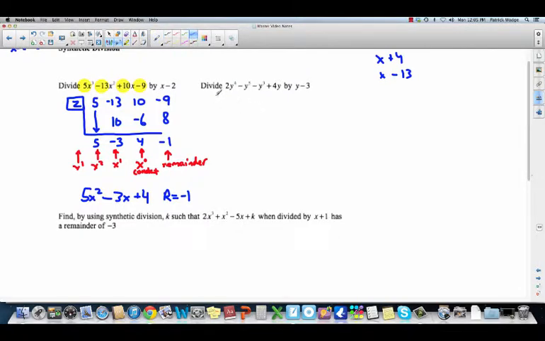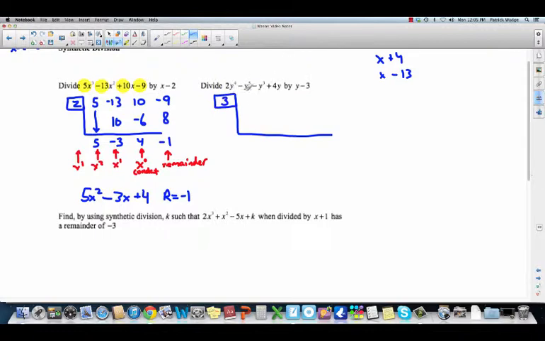So we draw our flag. This is the first time I've talked about this flag thing. I just made it up. Hope you like it. We put our number in the flag. Well, since it's y minus 3, we're going to put plus 3.